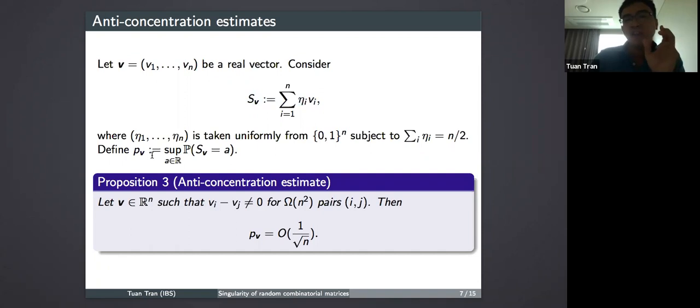Is the definition of P of V clear? Okay, very good. And the following anti-concentration estimate was useful; I have some application in random matrices. So again, V is a real vector of length n, and we have the assumption that V_i minus V_j is non-zero for quadratically many pairs i and j. Then the atom probability is bounded from above by 1 over square root of n. So this is an analog of the Littlewood-Offord theorem.